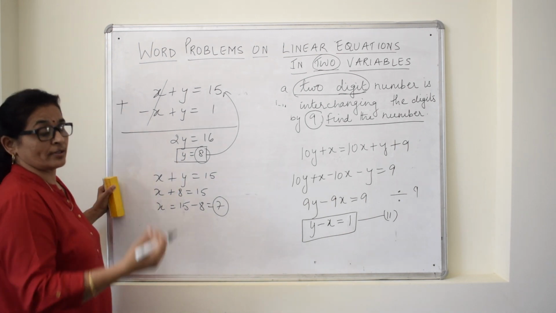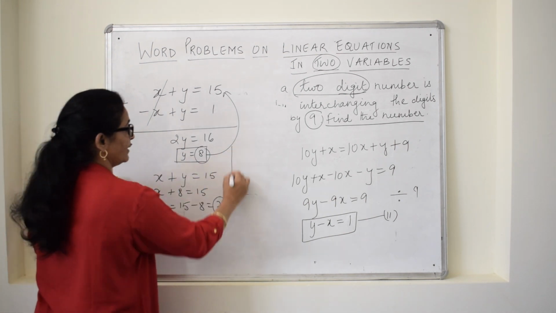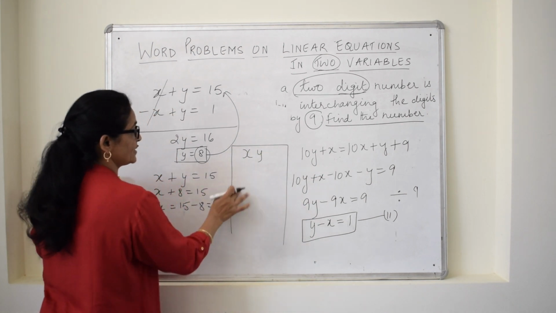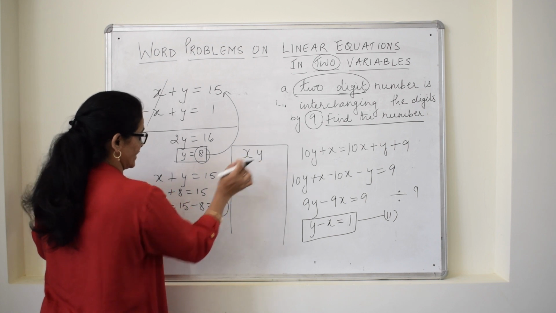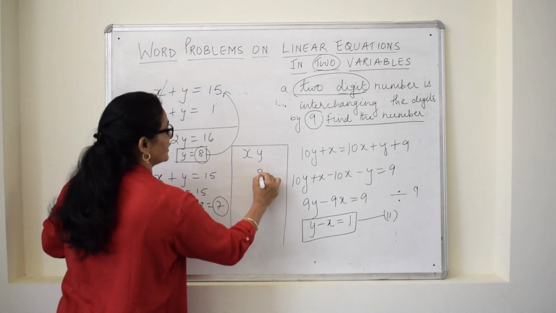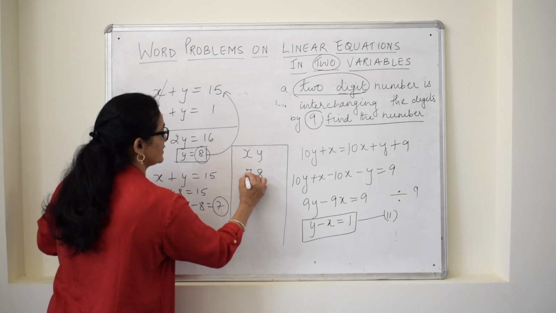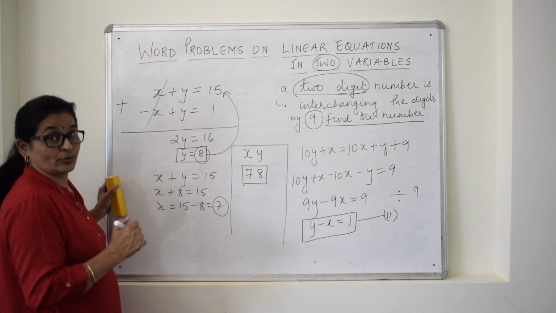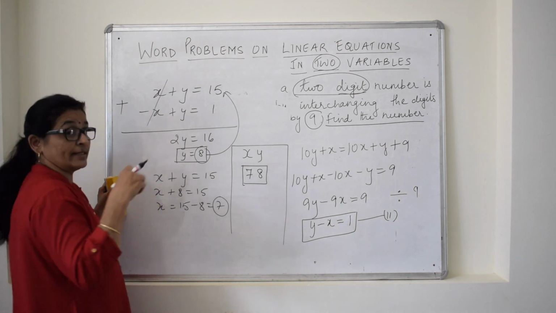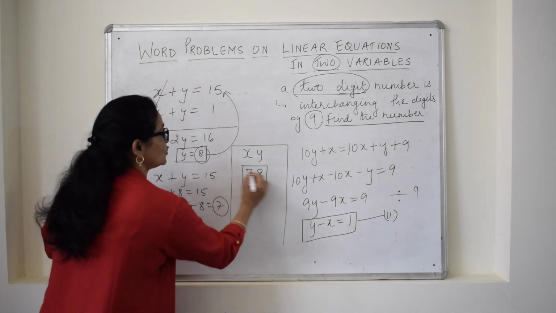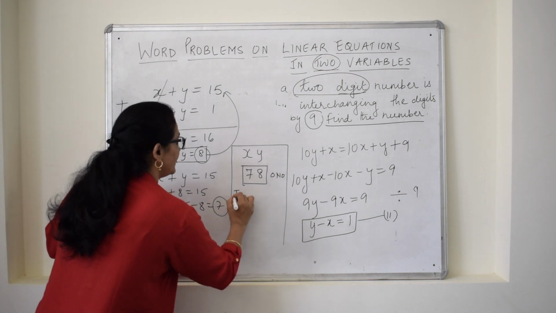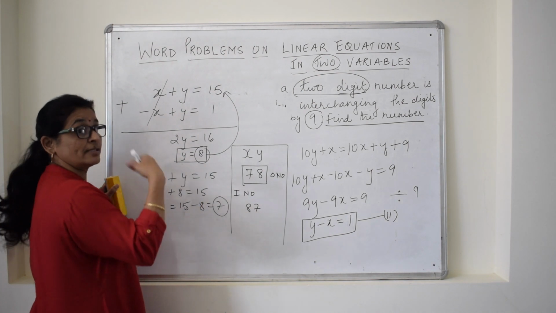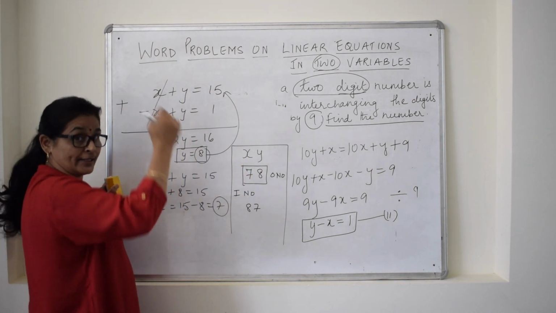What was the assumption? The assumption was let the number be xy. It means the ones place is 8, and the tens place is this. So the number is 78. We can check it also. What was the condition? The interchange number. So this is the original number. The interchanged number will be 87, and the interchanged number exceeds the original number by 9, it was given to us.